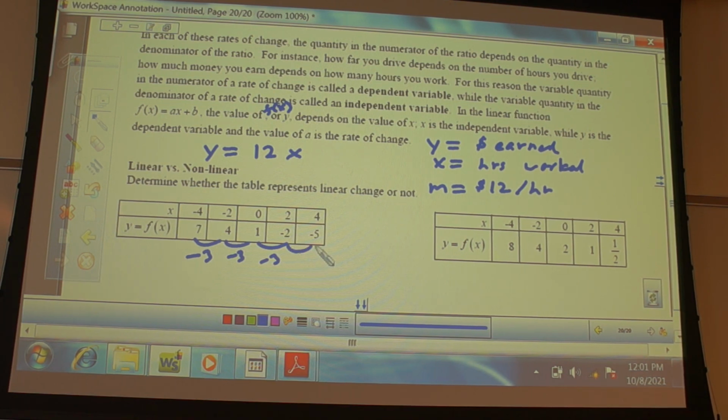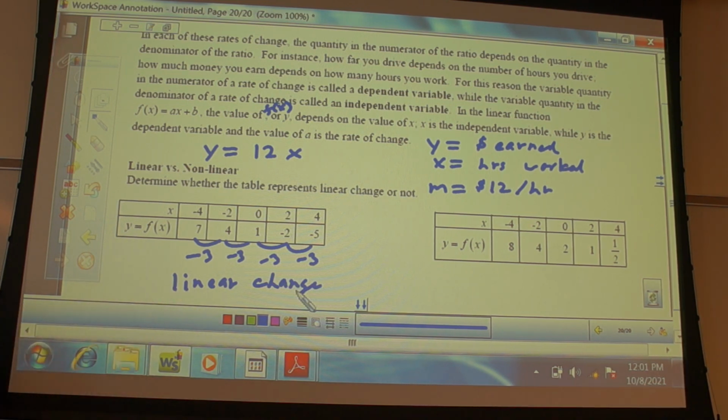David, how do you get from negative 2 to negative 5? Subtract 3. Yep. So this one is linear. This is linear change. It goes down by adding or subtracting a constant amount.